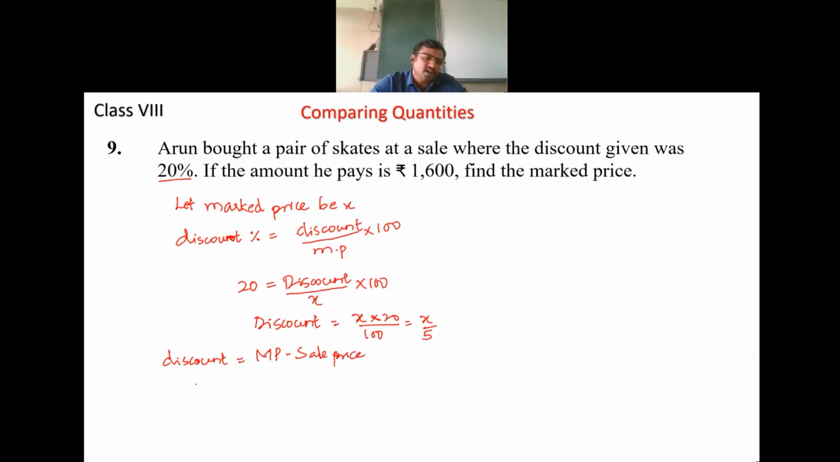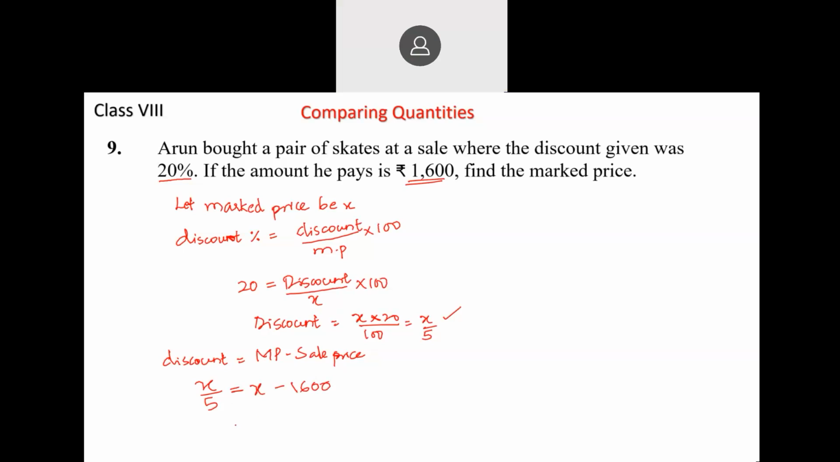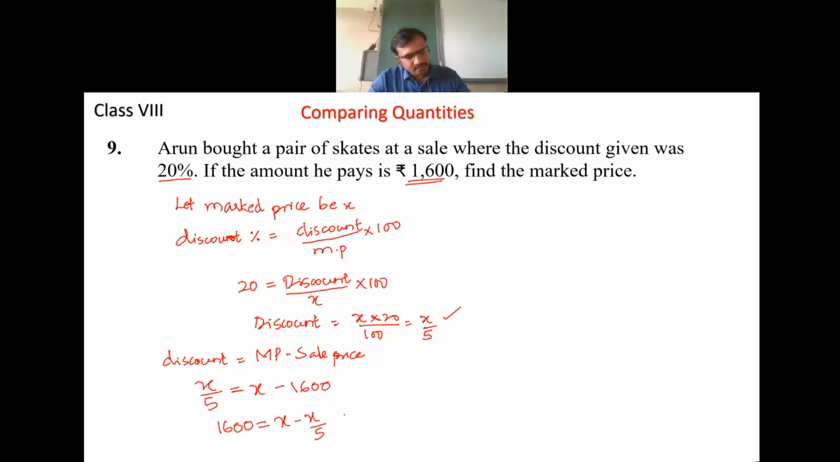Using this formula, in the place of discount, you take X by 5, which is found here, which is equal to the market price I have taken as X minus the sale price, which is given as 1,600. This is the sale price. 1600 should be written here. Now this is a simple equation to be solved. So on transposing, it becomes 1600 equal to X minus X by 5.